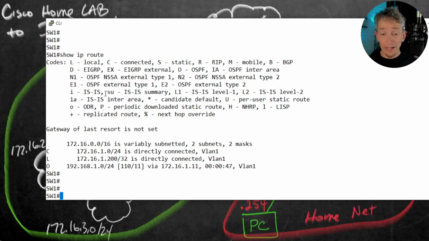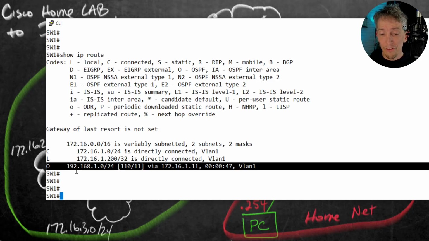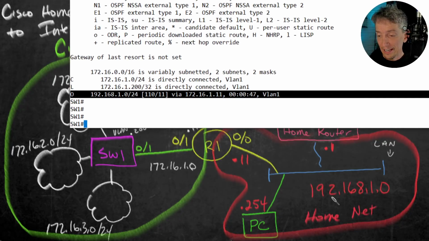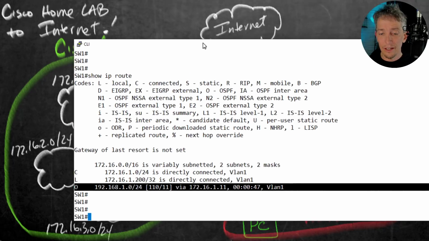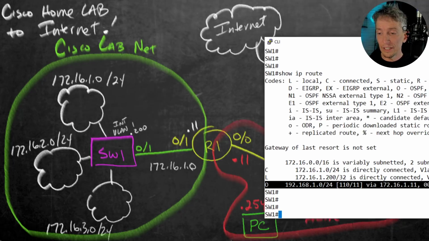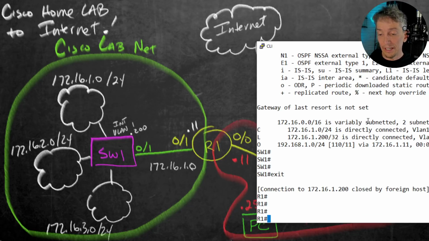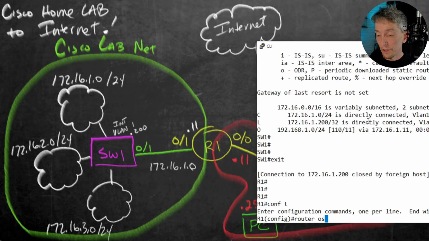Look, okay, so we have this route of 192.168.1, which is this network right here, which is great. So now this switch knows how to reach this network, but it doesn't have a default route. And so we want to inject a default route in OSPF as well for everything else, including the internet. So to do that, let's go back to R1, and I'll leave this up here. So I'll type in exit. We'll go back to router 1 and config t, router OSPF 1.